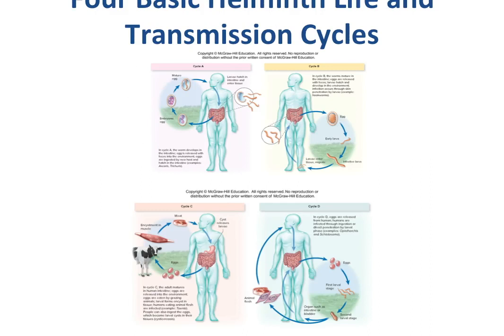We have 4 types of transmission: cycle A, cycle B, cycle C, cycle D. Cycle A is fecal-oral. Cycle B is through penetration of the skin. Cycle C is through fecal meat, so it needs an intermediate host. Cycle D has both penetration and the fecal-oral route.